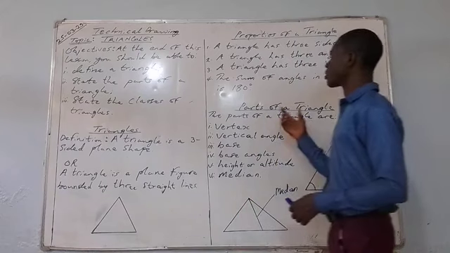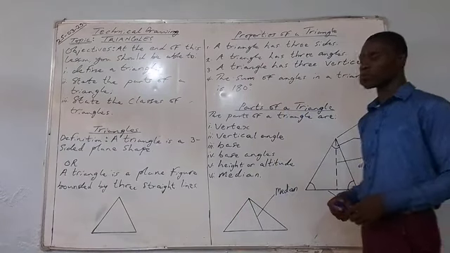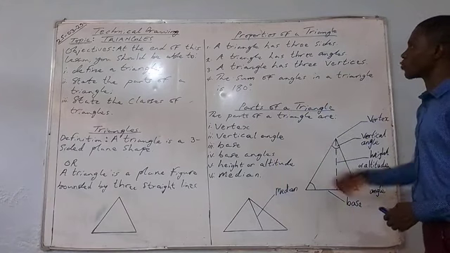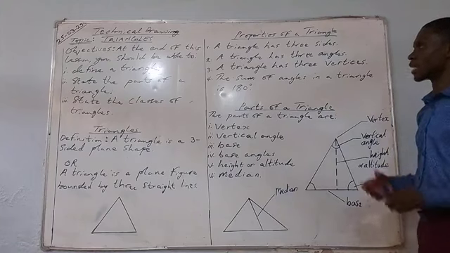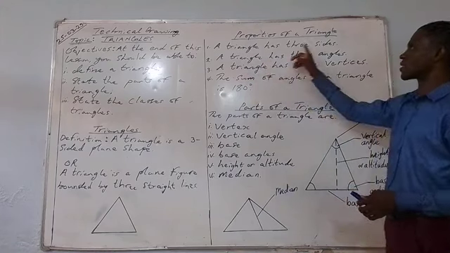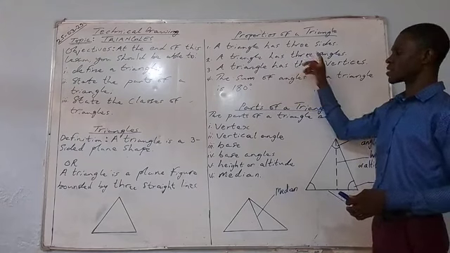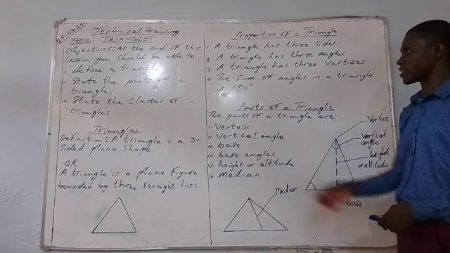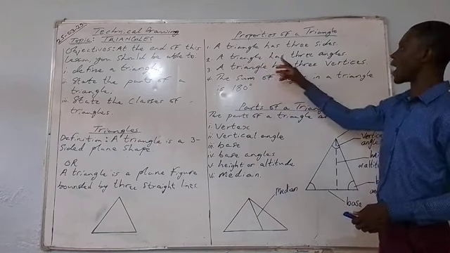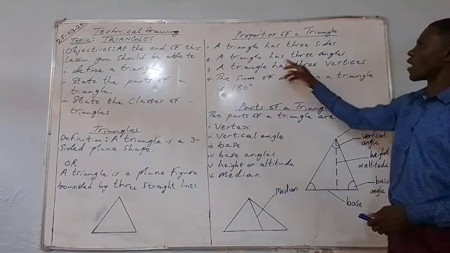So now let's move to the properties of a triangle. As you can see here on the board, we have four properties of a triangle that are stated. Number one is that the triangle has three sides, as we have talked about there. Then the second property of the triangle is that the triangle has three angles.